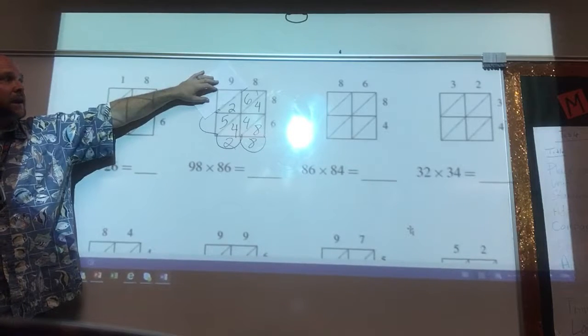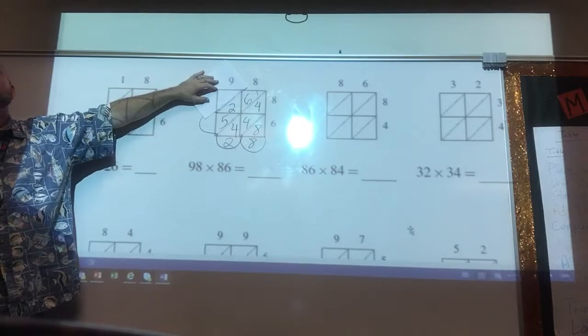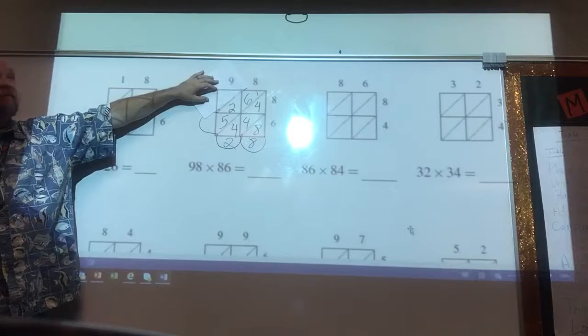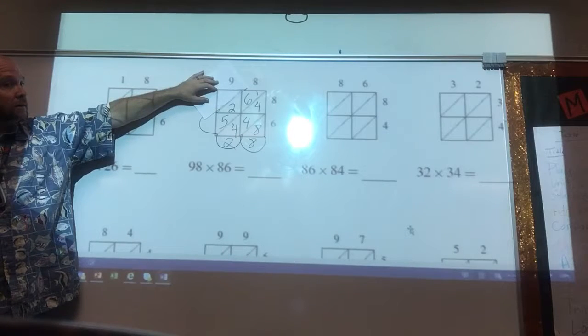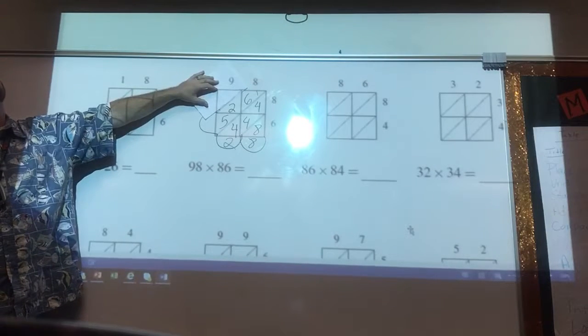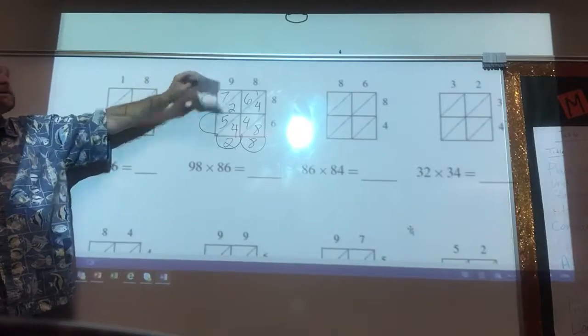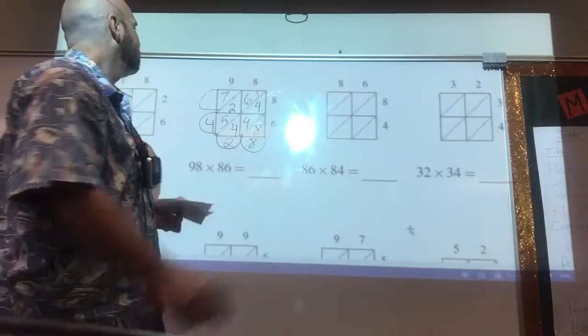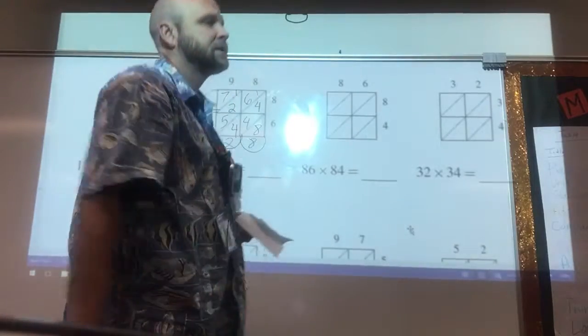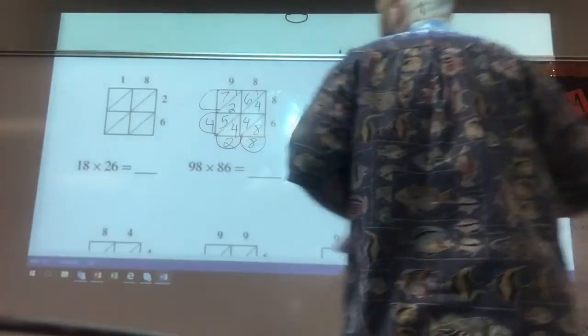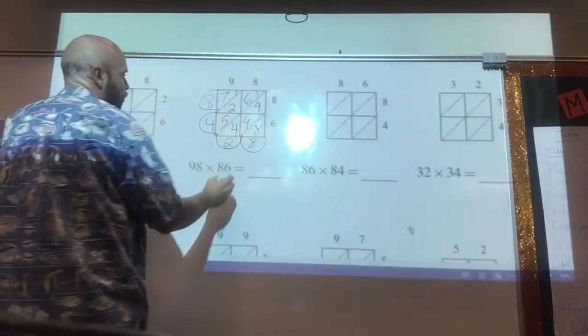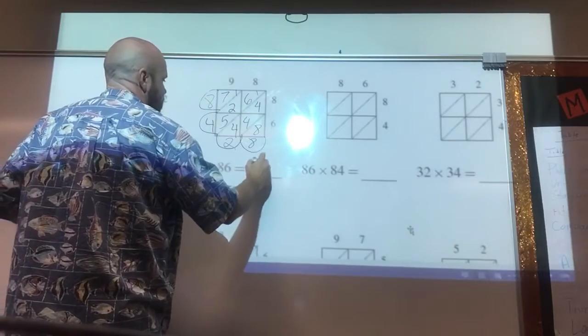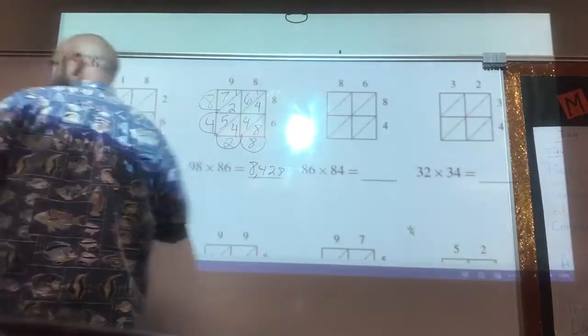My next diagonal has 1 plus 6, which is 7. 7 plus 2 is, no, 9. 9 plus 5 is 14. I put my 4 in that little cup. I carry my 1. And what is 7 plus 1? 8. I got the same answer. So my product would be 8,428.